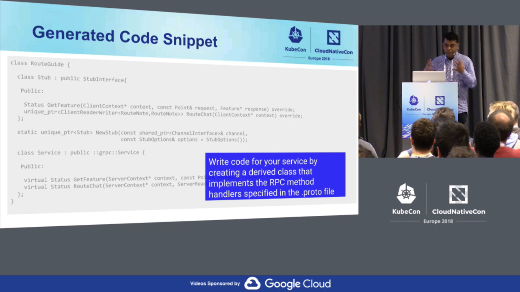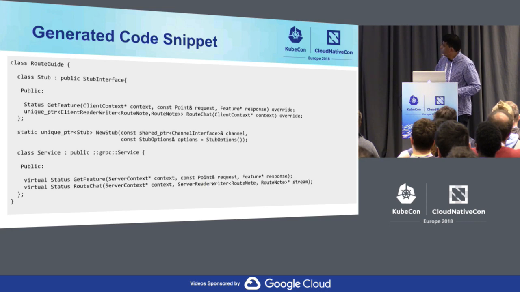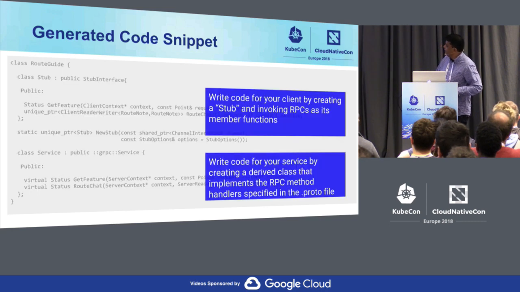So from your perspective, you wrote your proto, and then you focused on how the application logic for your service works. And then when you want to make a call, you use that stub, the word stub, or a client stub. You can think of it as a client. I use that stub and say get feature. That sends a message across on the wire to the service.